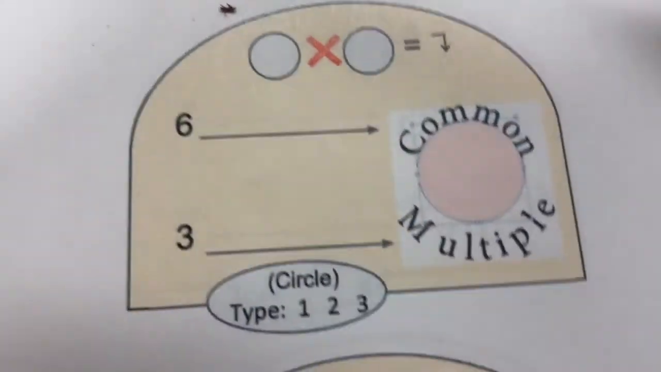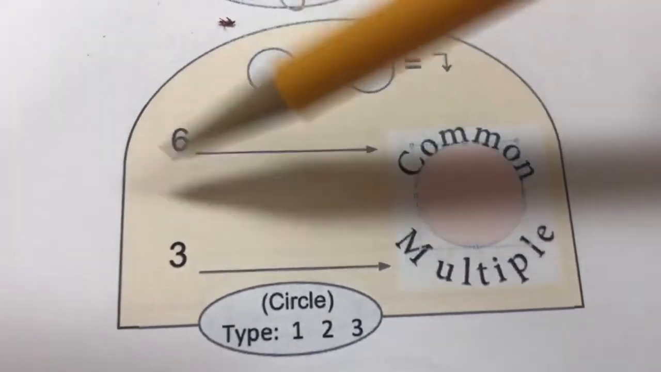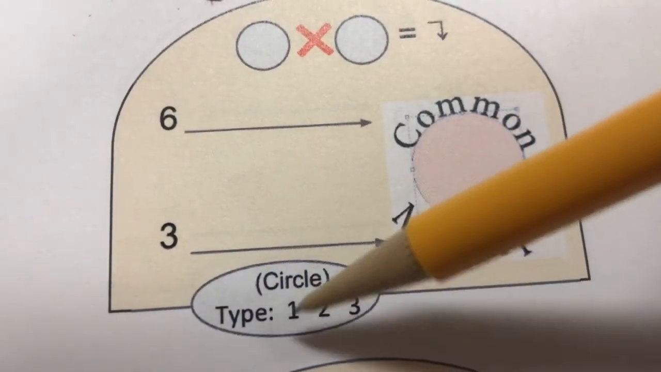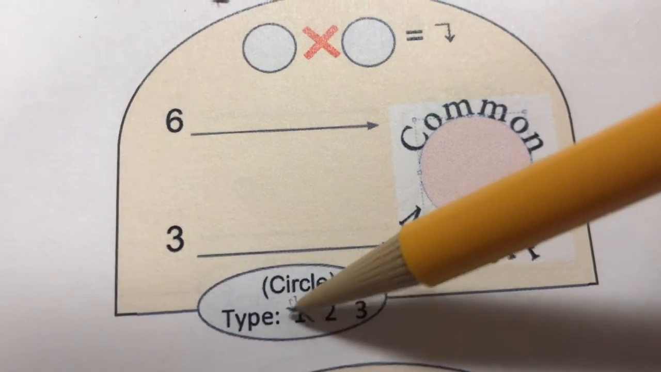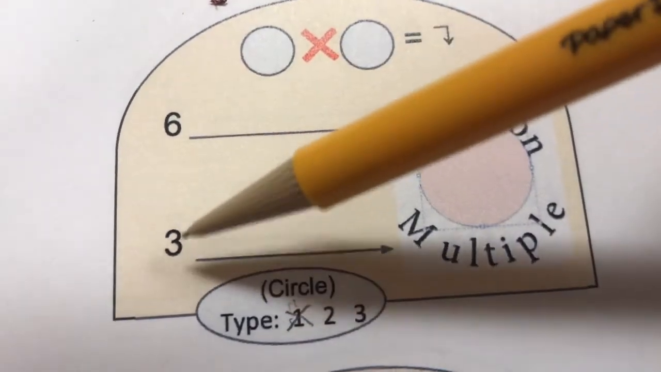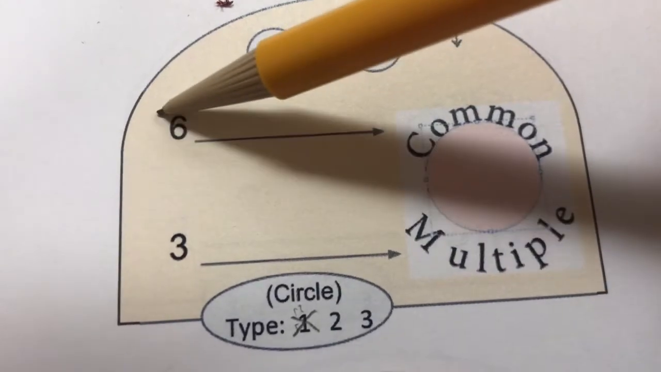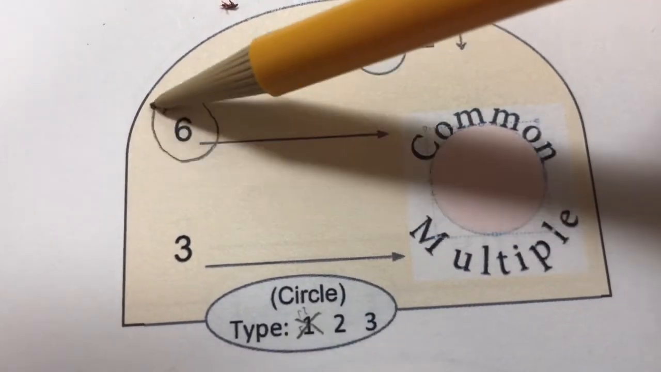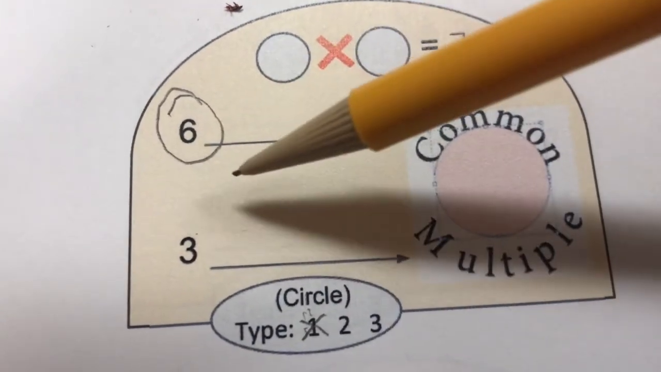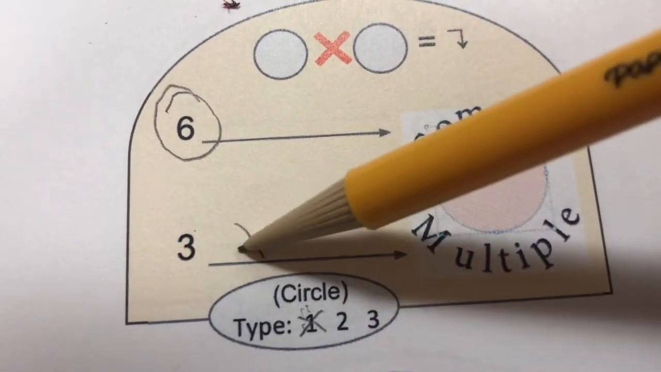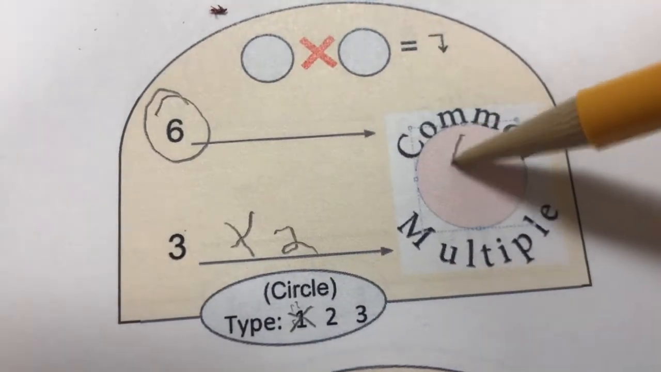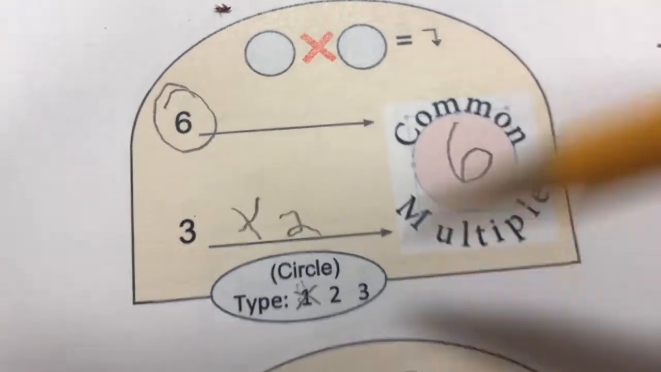All right, let's move on to the next. Let's see if that same applies. Well, these are not the same. So I'm going to go ahead down here and cross out. This is not a type 1. The denominators are different. So I would start thinking, well, let's circle the larger of the two. Can I turn 3 into 6 with multiplication? Yeah. 3 times 2 equals 6. That's our common multiple. That's a type 2.